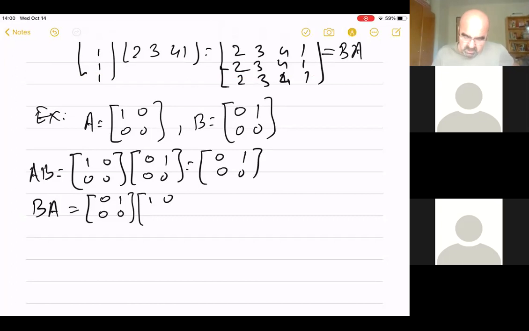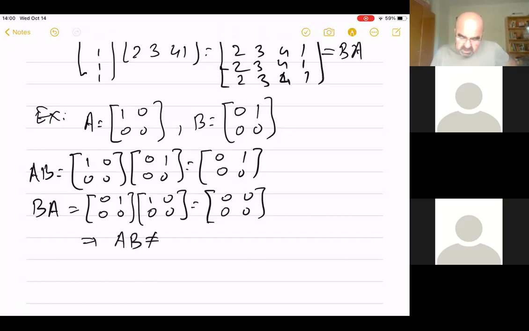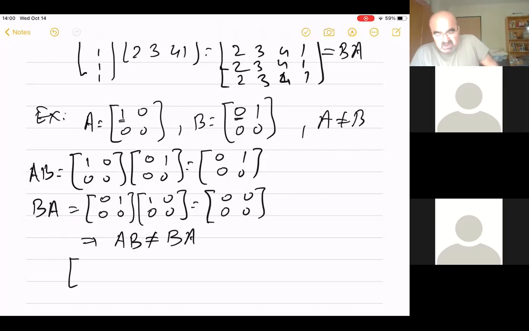Okay, 1, 0, 0, 0. If you multiply this, then the answer is 0, 0, 0, 0. So A times B and B times A are defined, but AB is not equal to BA. So remember, two matrices are the same if each corresponding entries are the same. So for example, these two matrices A and B here are different matrices. Although their entries are the same in different places, they are different matrices. A is not equal to B. The reason is that here in the first entry we have 1, but in B we have 0 in the first entry, so they are different matrices.